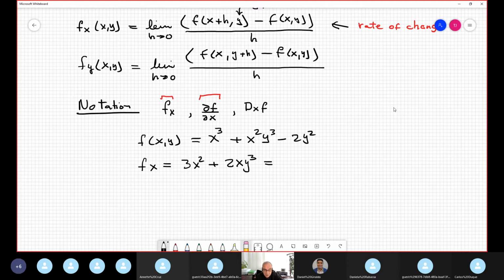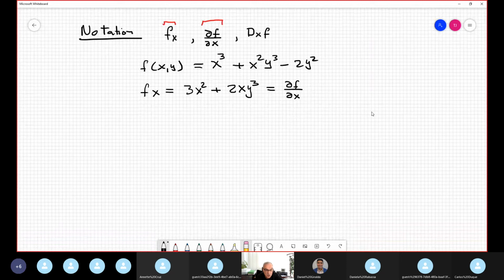This is the partial derivative of the function with respect to x. Different notation we can use. And now with respect to y. Partial derivative with respect to y. Well, so you differentiate the y part. The derivative of the first part is 0. The derivative of this is 3x squared y squared. It doesn't matter the order. Minus the derivative of the last part, which is 4y. And this is the partial derivative of f with respect to y.